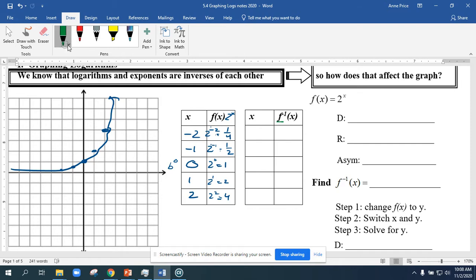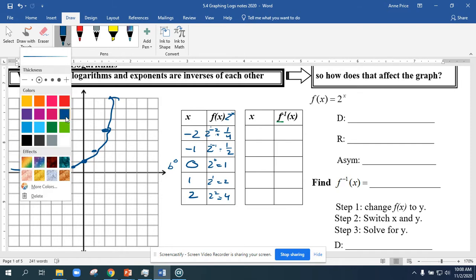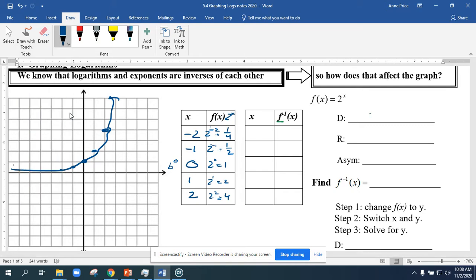But actually, before we jump into that, let's fill in the domain and range of our original function f of x. So the domain is, I can plug in any number I want for x, and I will get from negative infinity to infinity. My range, though, will never give me 0.